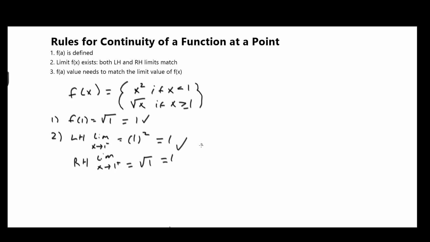So the limit exists. Now for our last rule. Does our initial function match our found limit? And they're both equal to 1. So f of a is equal to the limit of our function as x is going to 1. So it passes all 3 rules, so it is continuous at point 1. We'll go over another example here.